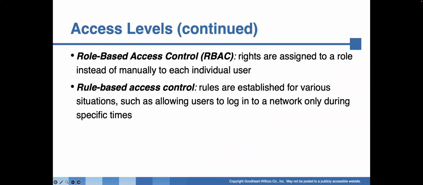Role-based access control is another example under the access levels. It's a type of access control where rights are assigned to roles instead of manually to each individual user, meaning the role you perform within the organization is what determines the access you will have. The fourth one is rule-based access control. This is where rules are established for various situations, such as allowing users to log in to the network only during specific times.